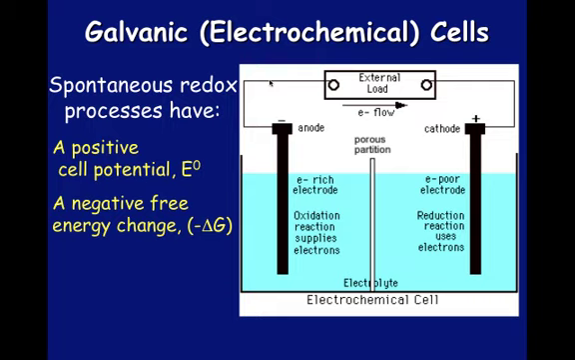Therefore, a negative free energy is associated with a positive cell potential. So here we have yet a third indicator of a spontaneous process. Delta G predicts spontaneity, entropy predicts spontaneity, and now cell potential predicts spontaneity, because they're all kind of intertwined.